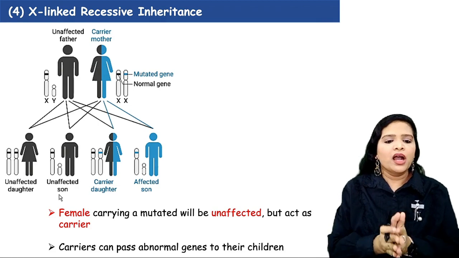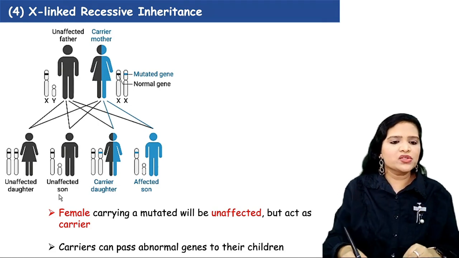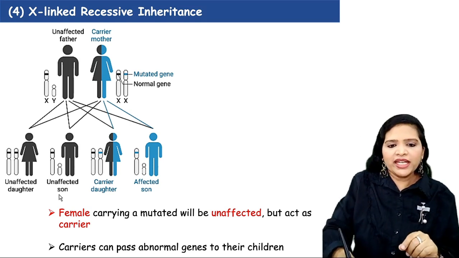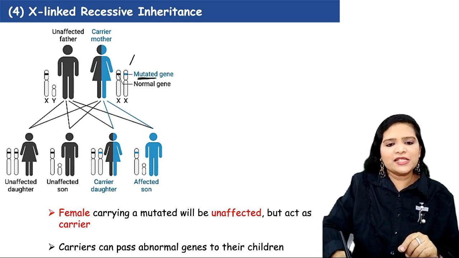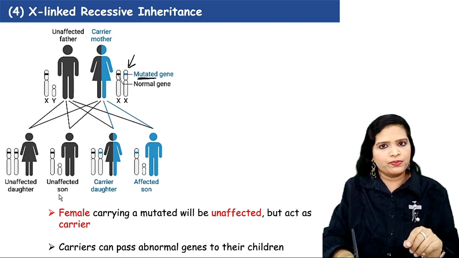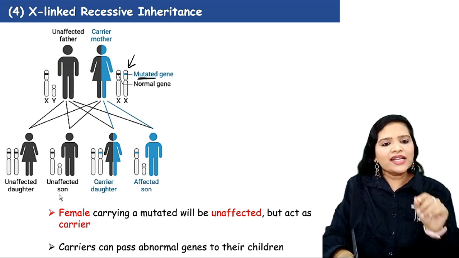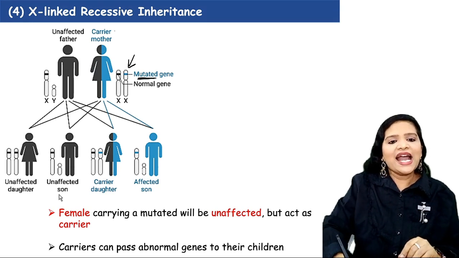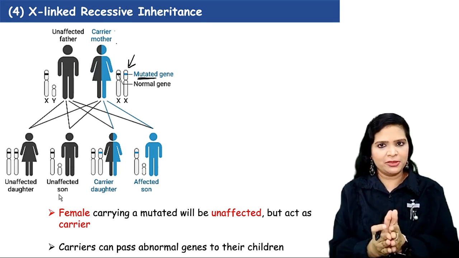So here, how will this be inherited? So see here, X-linked recessive. That means the mutated gene or the defective gene is present in the X chromosome. Okay, that too the X chromosome of the mother only. So here, the mother acts as a carrier. She will not be an affected person here.